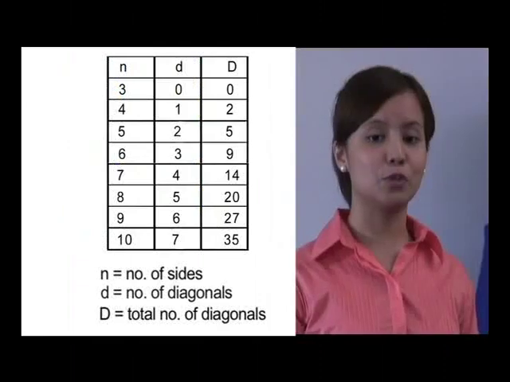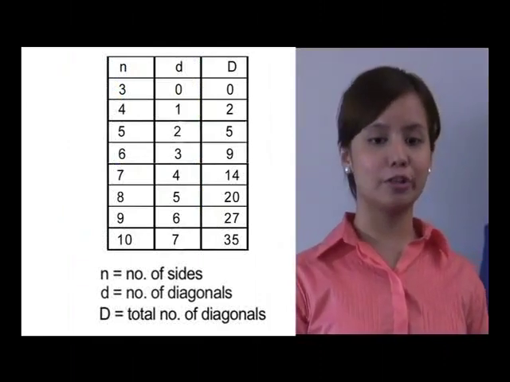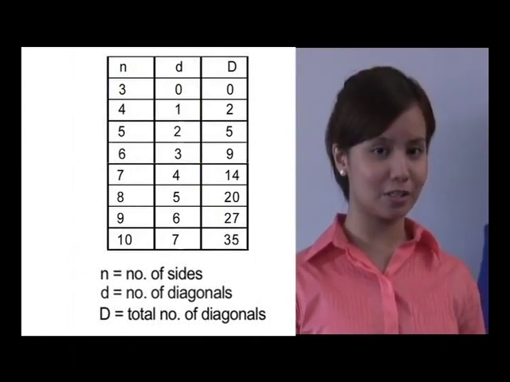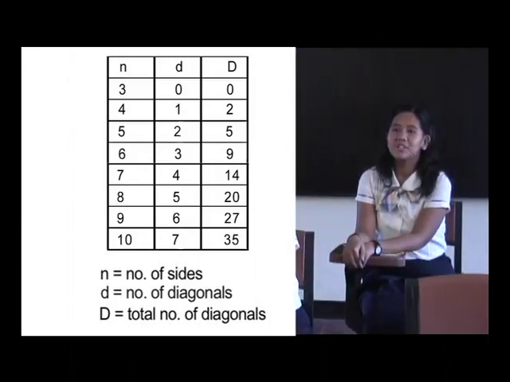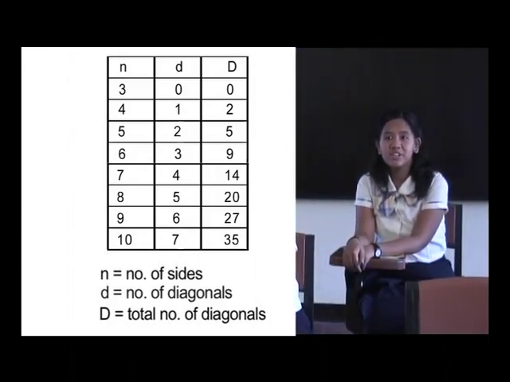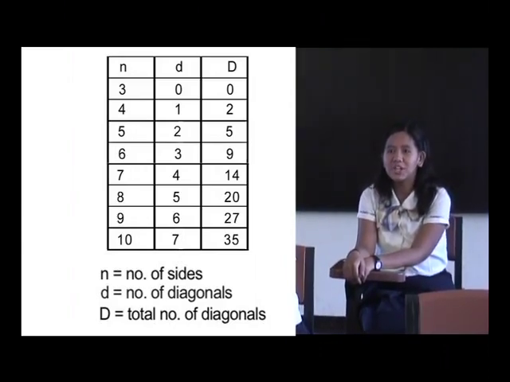Now that our table is complete, let's look for some pattern in the entries. Consider the first and second columns first. What do you notice? The entries in the second column increase by 1, and each entry in the second column is 3 less than the corresponding entry in the first column.